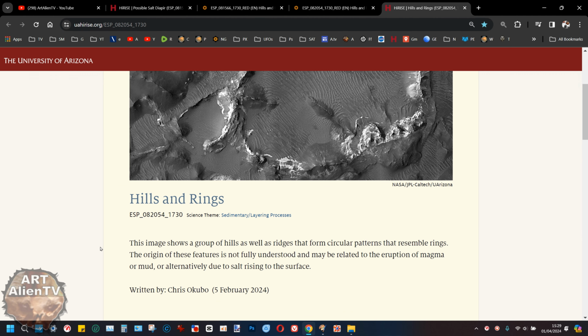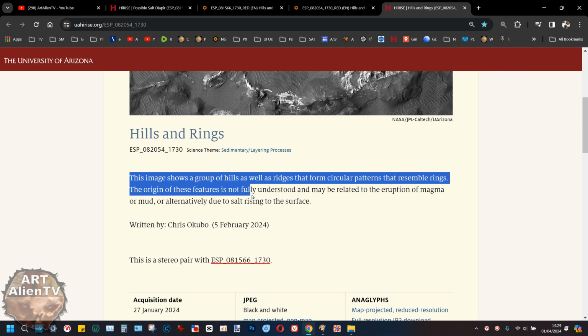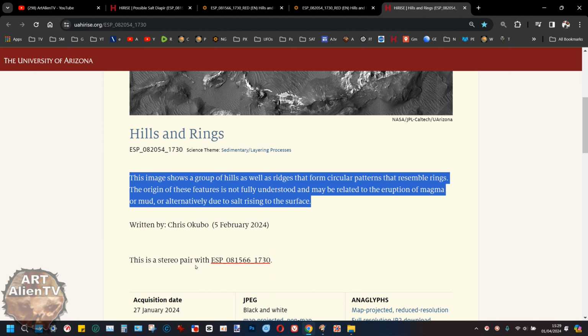Now, the actual explanation they've got here is hills and rings, but they don't actually know what they are, because if you read this, it says, this image shows a group of hills as well as ridges that form circular patterns that resemble rings, right? The origin of these features is not fully understood and may be related to the eruption of magma or mud, okay? Or alternatively due to salt rising to the surface.